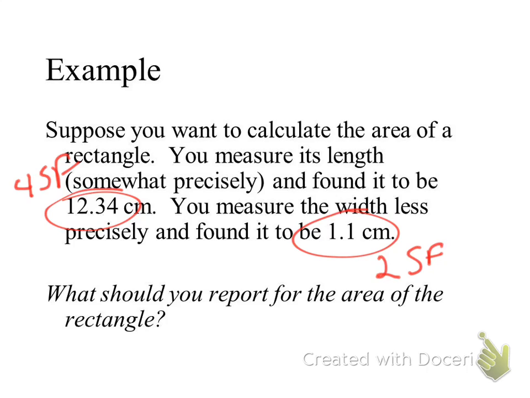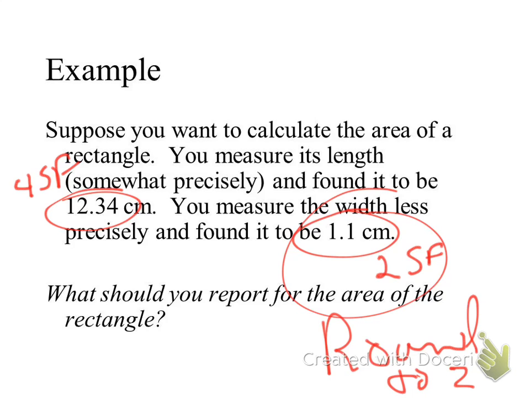What did the previous slide say? Since we're multiplying, we're going to count sig figs and round according to the fewest sig figs. So how many sig figs can our answer have? 2. 2, exactly. Round to 2. That's it.